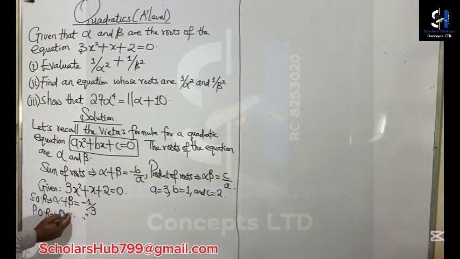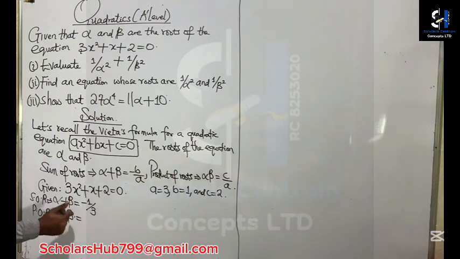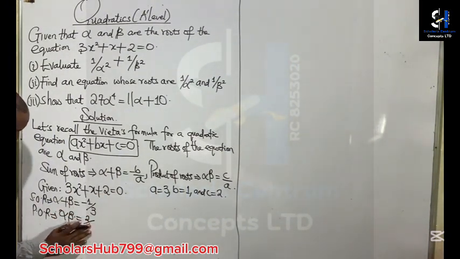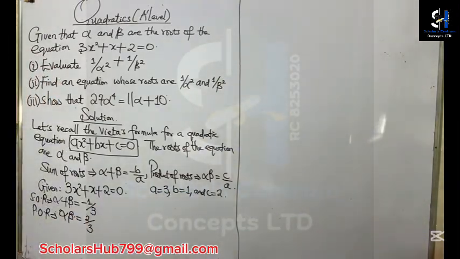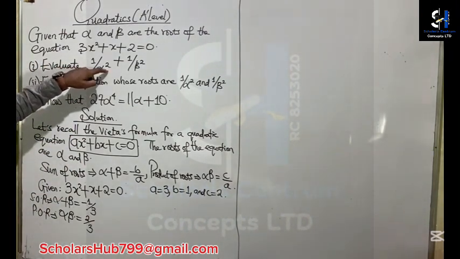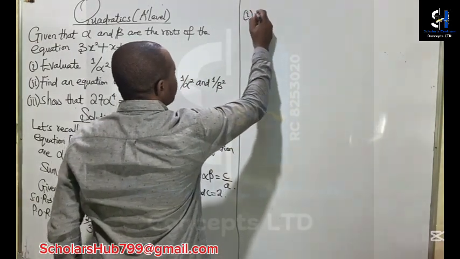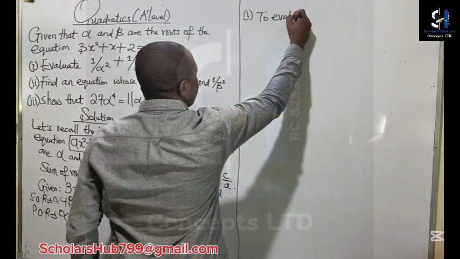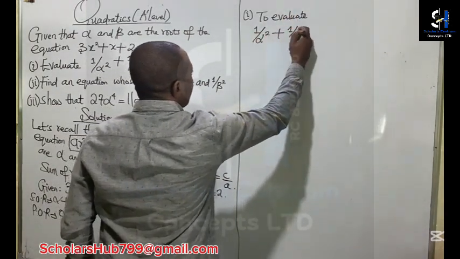For the product of roots, alpha multiplied by beta, that's c over a, which is 2 over 3. So we have the sum of roots and the product of roots. Now we want to evaluate, Roman numeral 1, 1 over alpha squared plus 1 over beta squared.